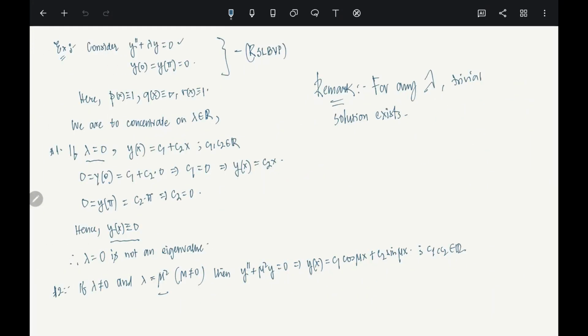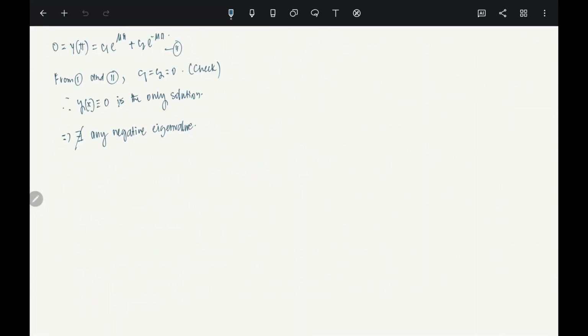Now, a very important part here: we have assumed lambda is in R. We did not look at the complex case. What happens if lambda is complex? Those things will be taken care of now. We are going to define some new theory, and with the help of that theory, I will justify why we don't have to consider the complex case.